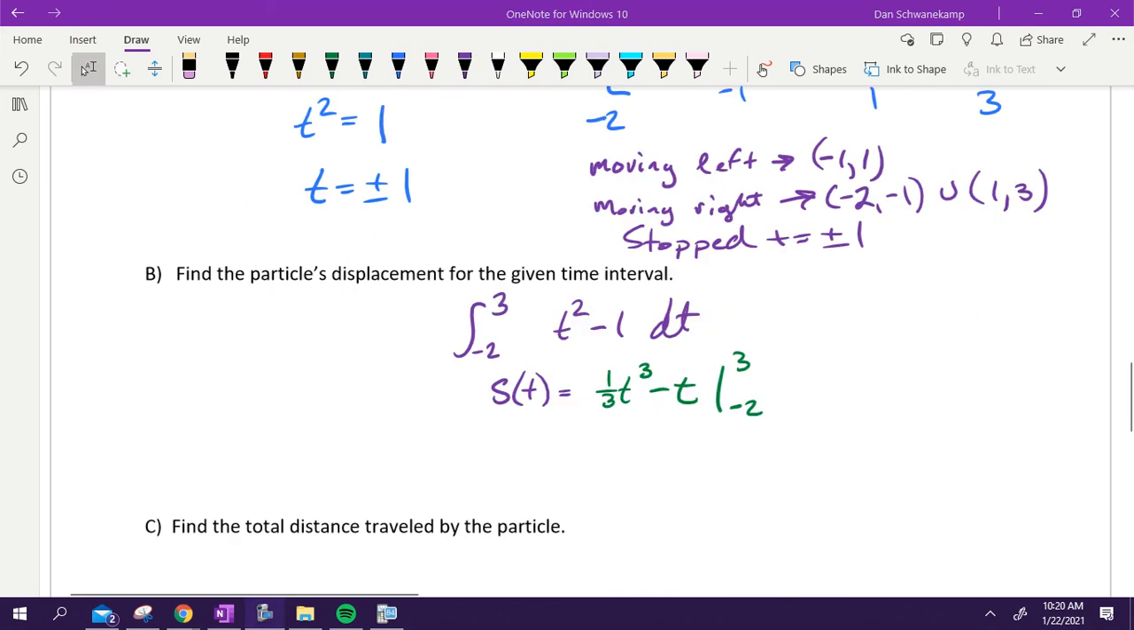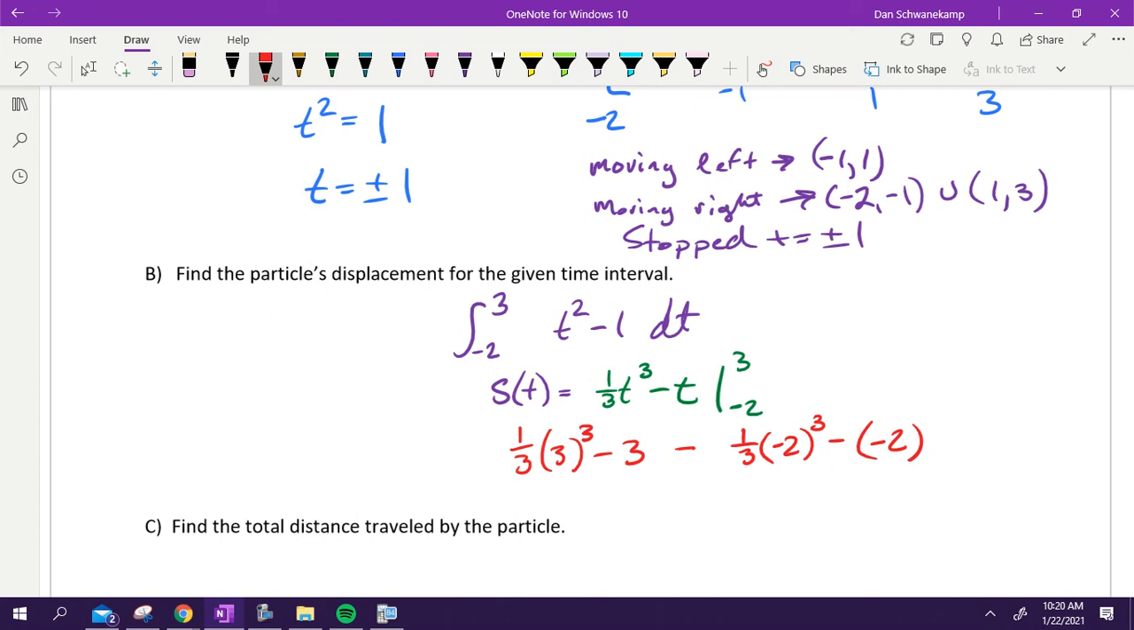We are integrating, so I've got to find the antiderivative. The antiderivative of t squared minus 1 is 1/3 t cubed minus t. Then I plug in the upper bound, so it's 1/3 times 3 cubed minus 3, minus the lower bound. So 1/3 times -2 cubed minus -2. Obviously, if you did that, it'd be wrong. What did I forget? Parentheses. We could work this out, but I don't really want to.